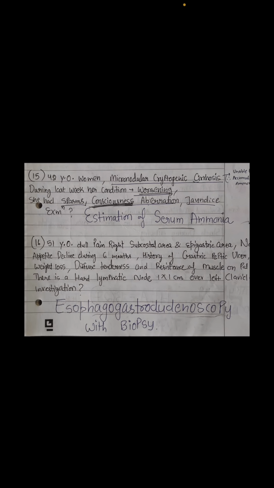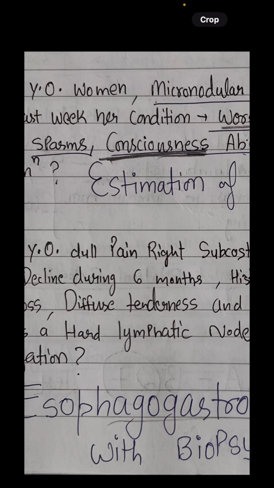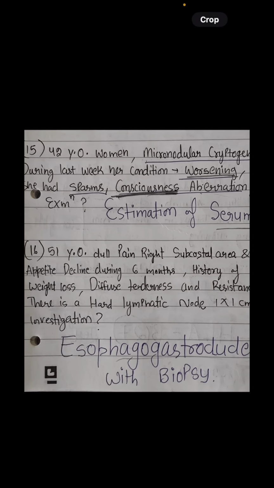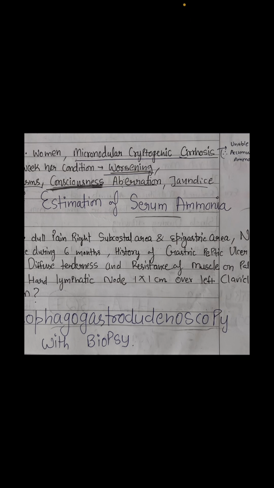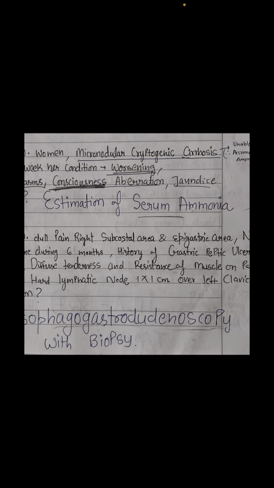During the last week, her condition is worsening, and she has consciousness problems. So we got our point. We can suspect that the ammonia got deposited in the brain, and that's why she is having some loss of consciousness. So we need to estimate the serum ammonia. The examination here will be the test for the serum ammonia.